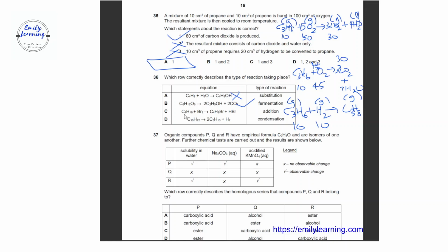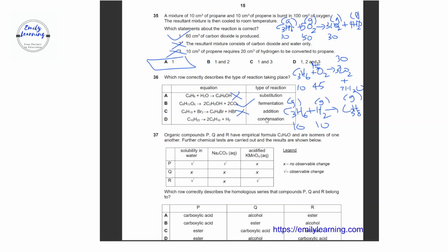C4H10, if you look at the formula, it follows the general formula CnH2n+2. So this is an alkane. Alkane plus bromine, so this is a substitution reaction, in the presence of UV light. Another reason why we know it is not addition but substitution is because you form 2 products. If it is an addition reaction, only 1 product is formed. So this is not addition.